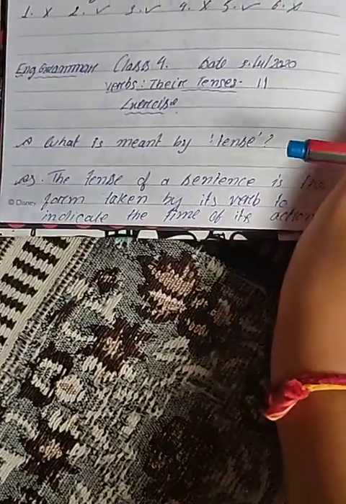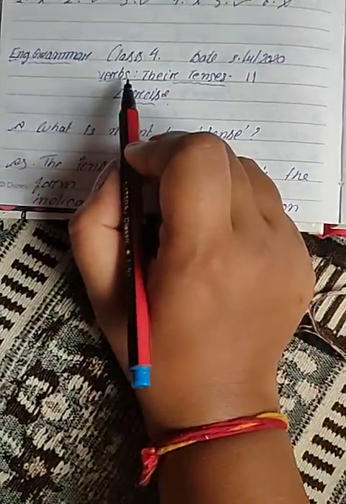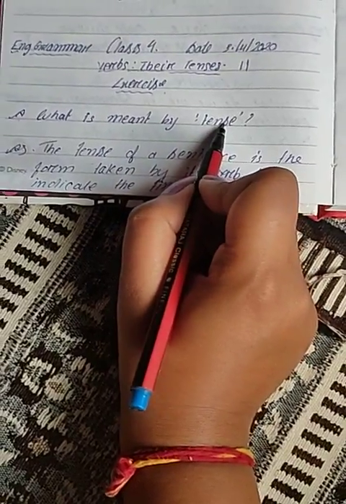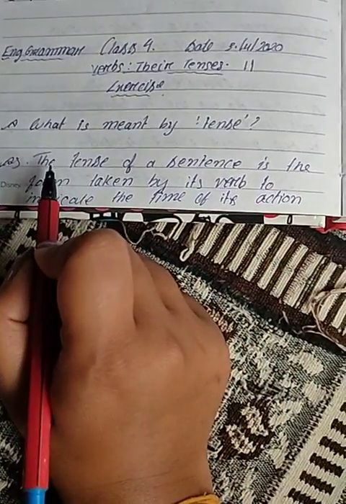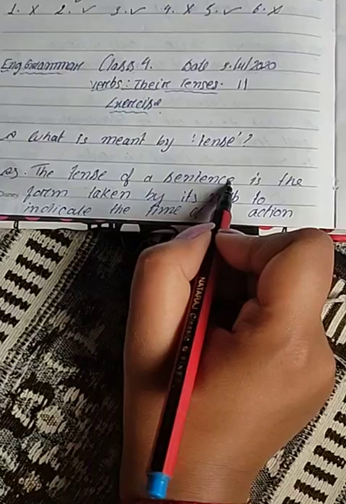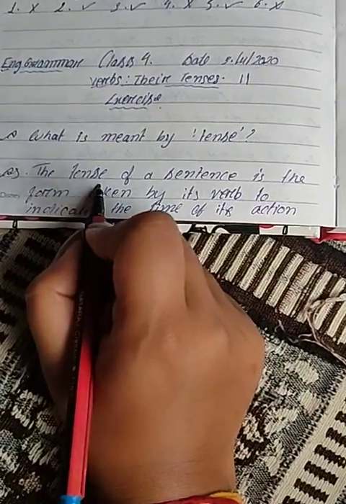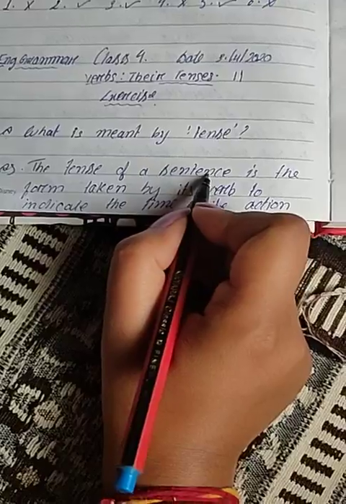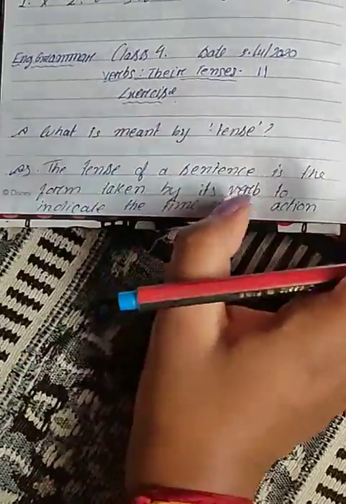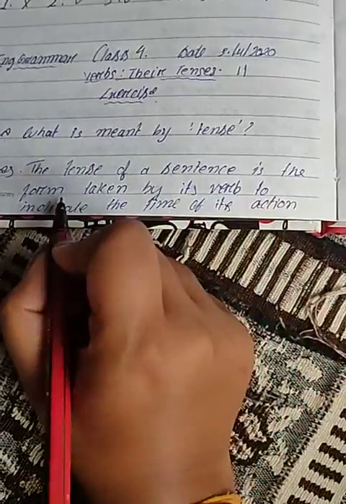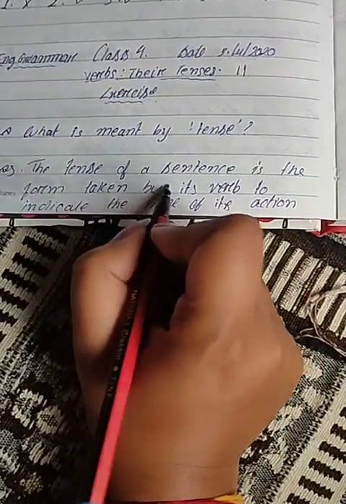Before beginning the verbs and their tenses, we will see what a tense is. The tense of a sentence is the form taken by its verb. That means in every sentence there is a tense.